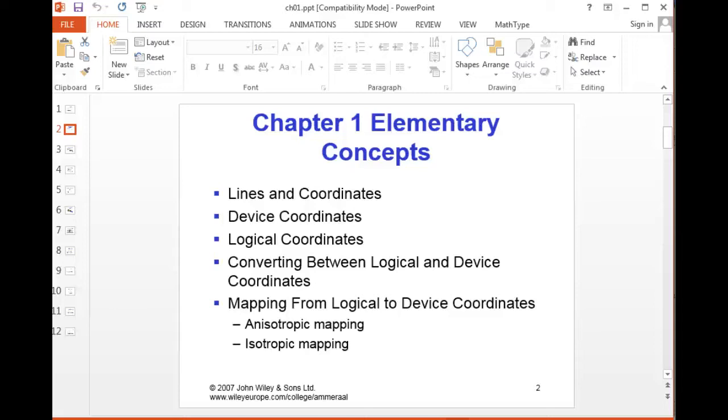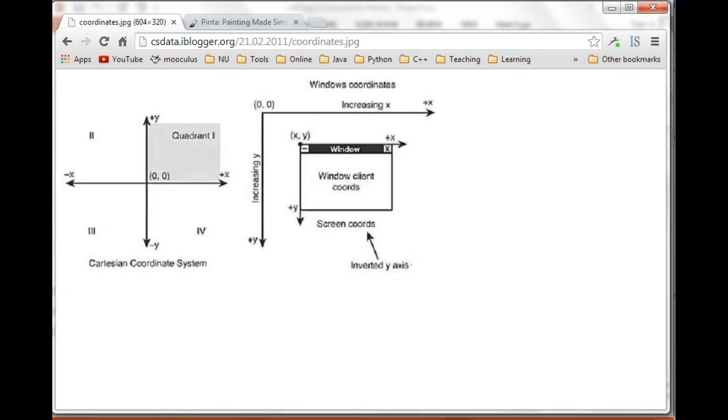In this video, I would like to give you an overview of Chapter 1, which deals with coordinate systems. And there are two basic coordinate systems that we need to look at here. There's the Cartesian coordinate system. The book refers to these coordinates as logical coordinates.